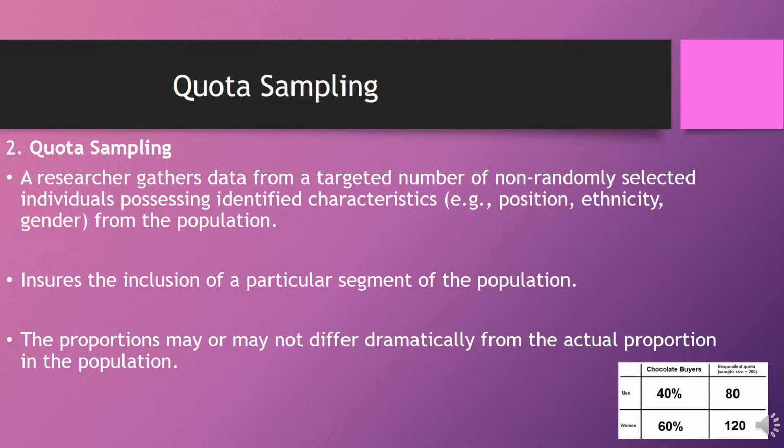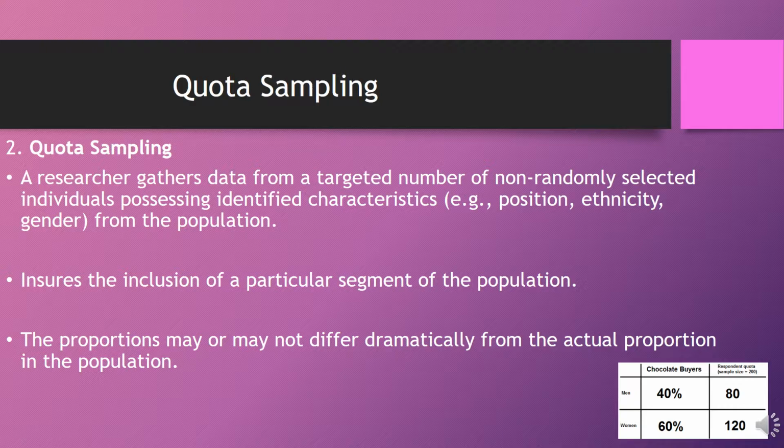Quota sampling is a process whereby a researcher gathers data from a targeted number of non-randomly selected individuals possessing identified characteristics. This is generally done to ensure the inclusion of a particular segment of the population. The proportions may or may not differ dramatically from the actual proportion in the population. This type of sampling is similar to stratified sampling, except it involves a non-random selection process and does not require a sampling frame.